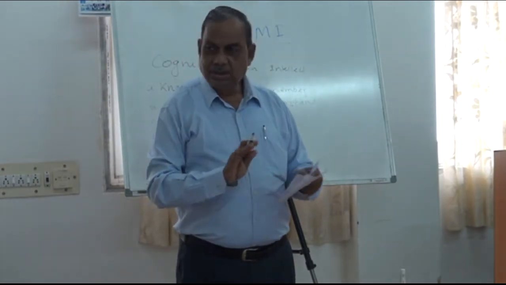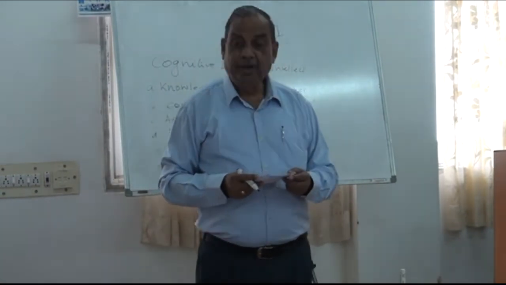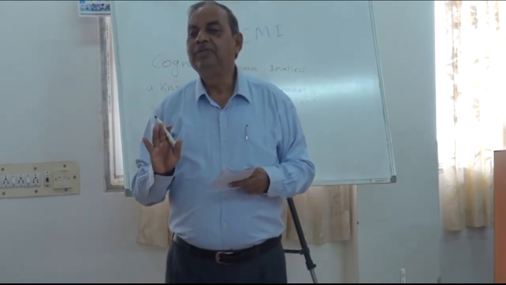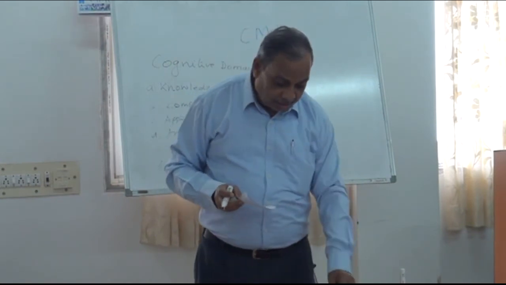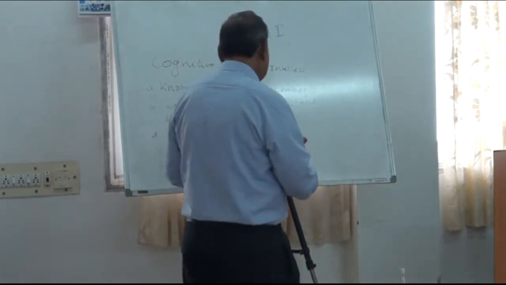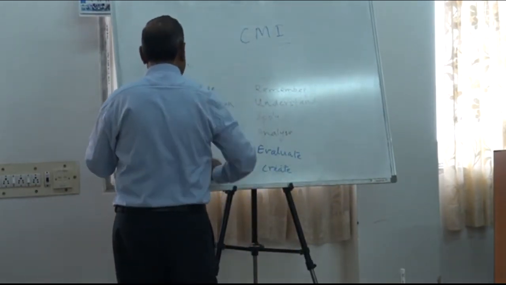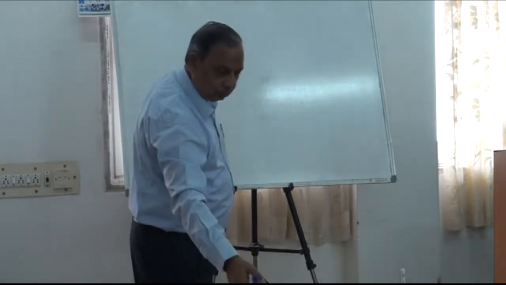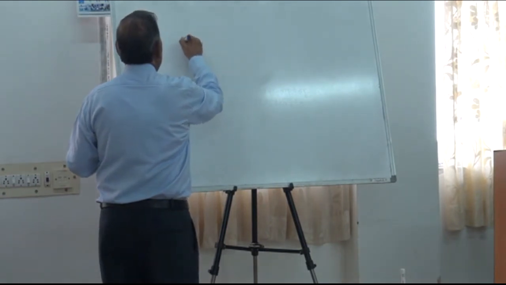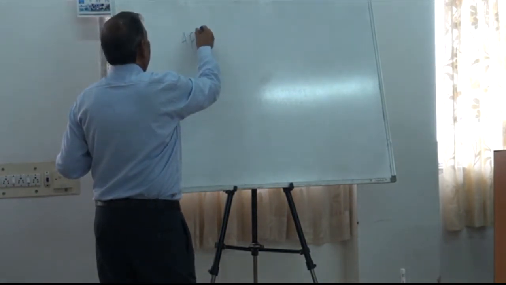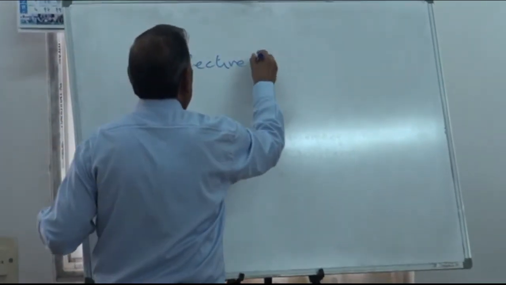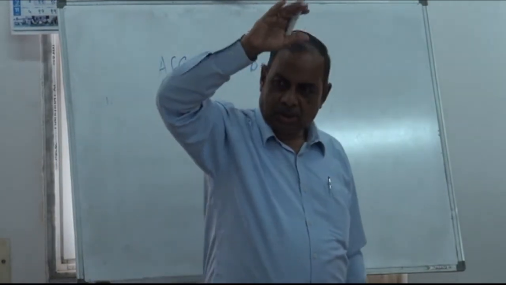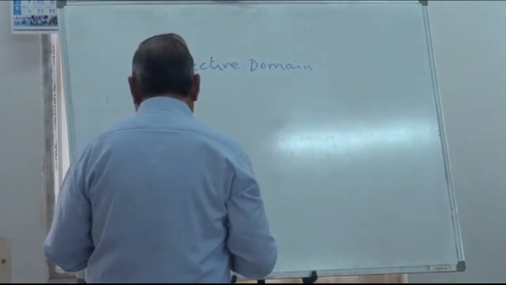So this is clear up to the cognitive domain. Let me go to the affective domain, which I told you is about attitude, emotion, and feelings. In the affective domain, there are 5 categories. Taxonomy is classification. Once again, I am using the same hierarchy. The top one is of lower importance and the bottom one of higher. Number one is called receiving.